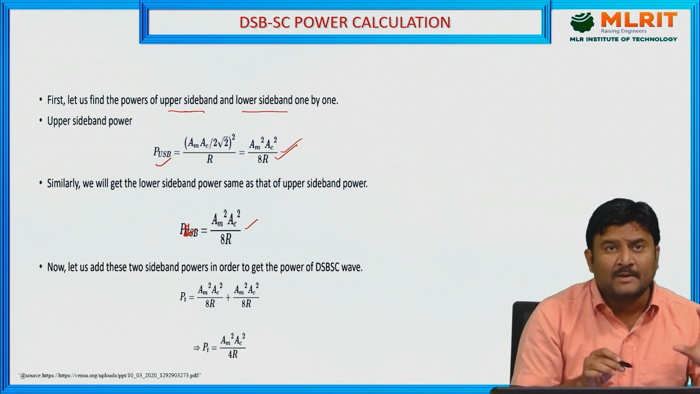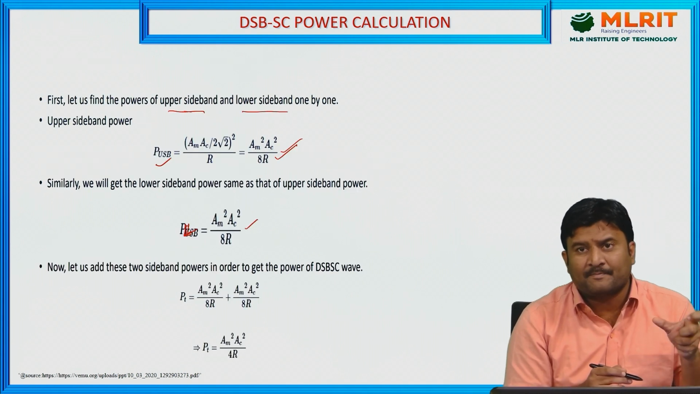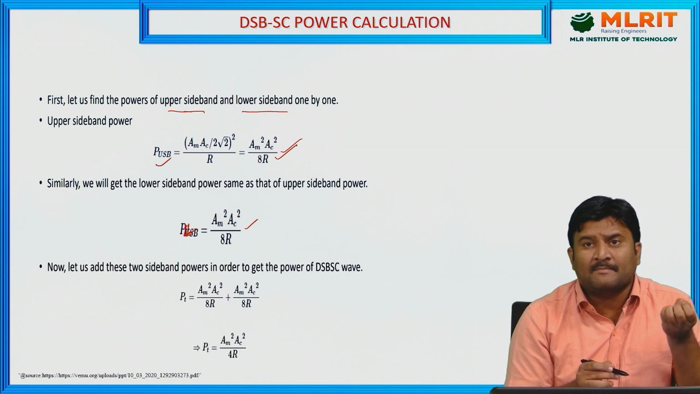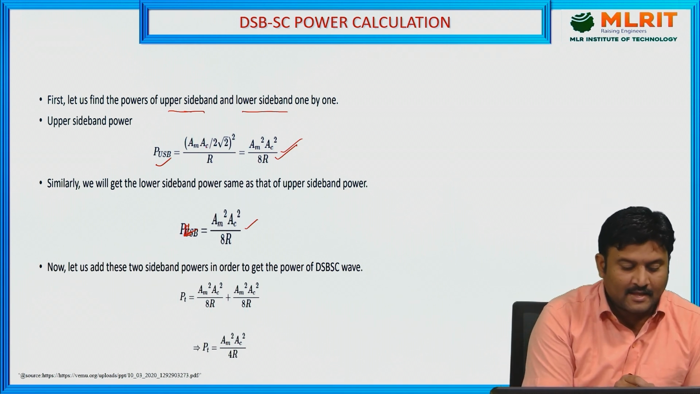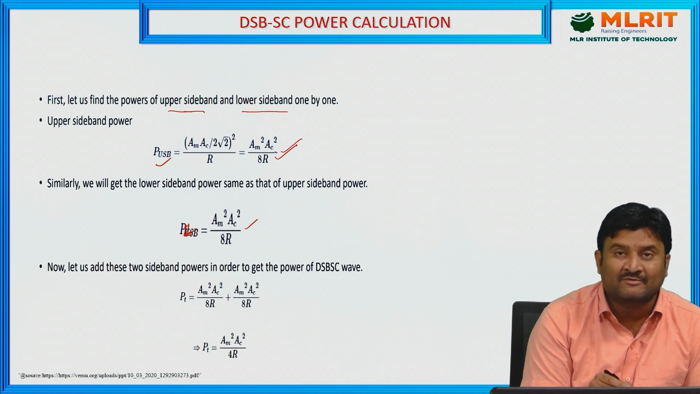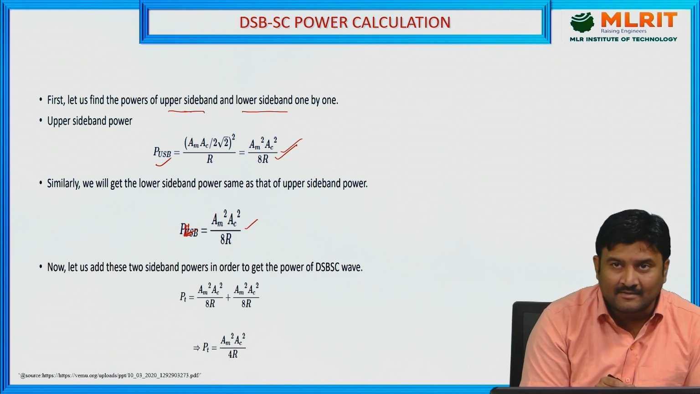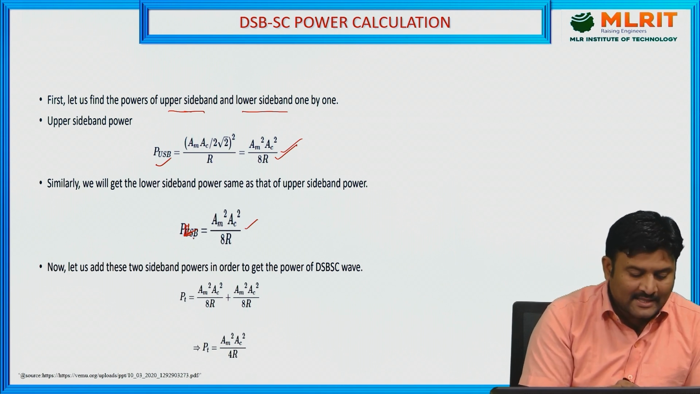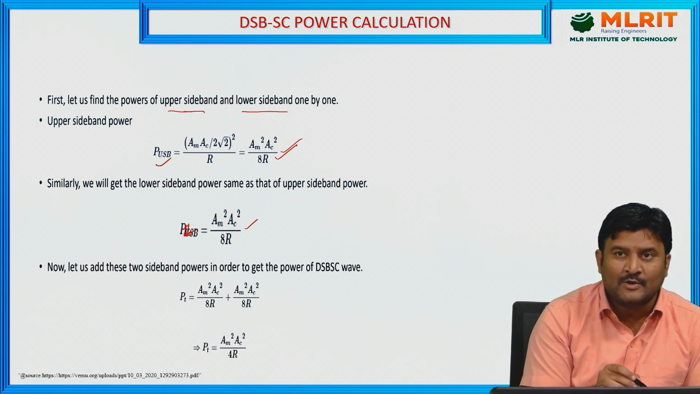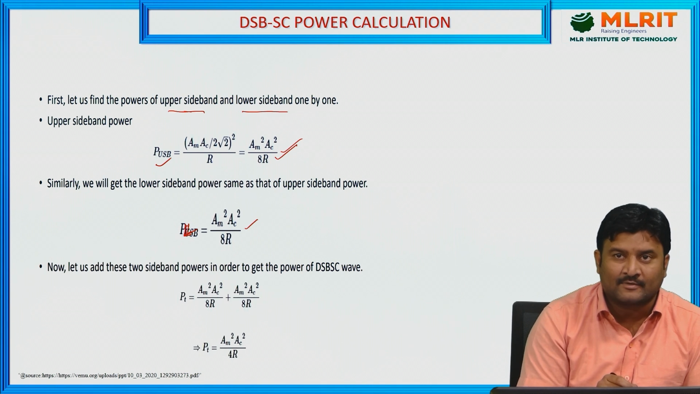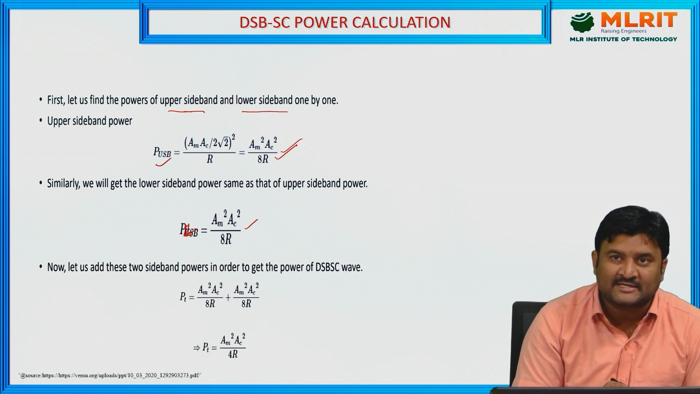That's why we got the powers, because we are taking the power calculations. When you are using the RMS value, you can take the amplitude levels only. That's why (AM AC by 2 root 2) whole square by R is equal to AM square AC square by 8R. From the LSB point of view also, AM square AC square by 8R. Therefore, you know the USB power value and the LSB power value. Then you can add both the values, and it is called the total power of the DSB-SC.